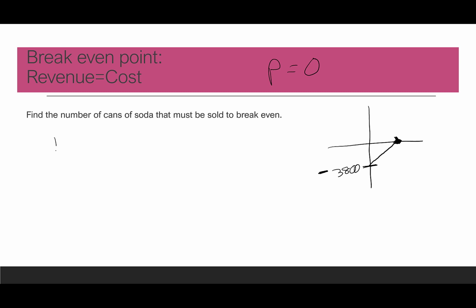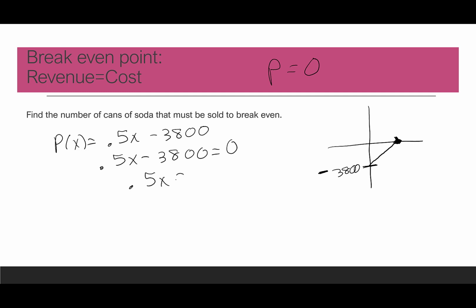So our profit, which we just had, was 0.5x minus 3,800, and we want to set that equal to 0. This is the same as having two functions, the revenue and the cost, setting them equal to each other. So that's why this is kind of thrown into the system of equations, but we'll do it from this perspective. So 0.5x is 3,800. We're going to divide by 0.5, which means x will be 7,600. That's a lot of cans of soda just to break even, just to not even make any money.